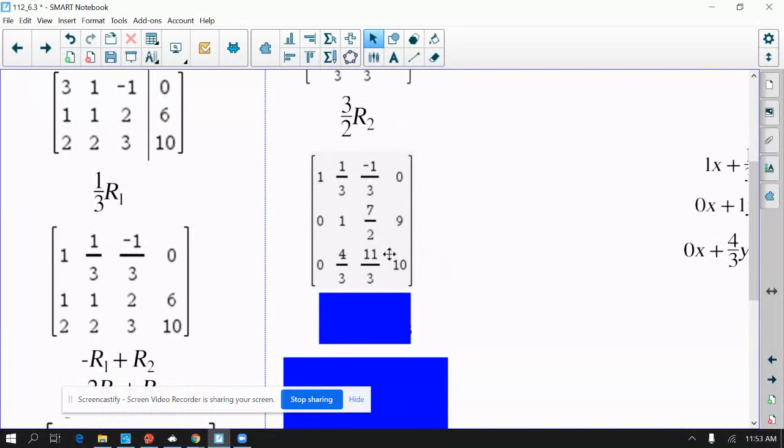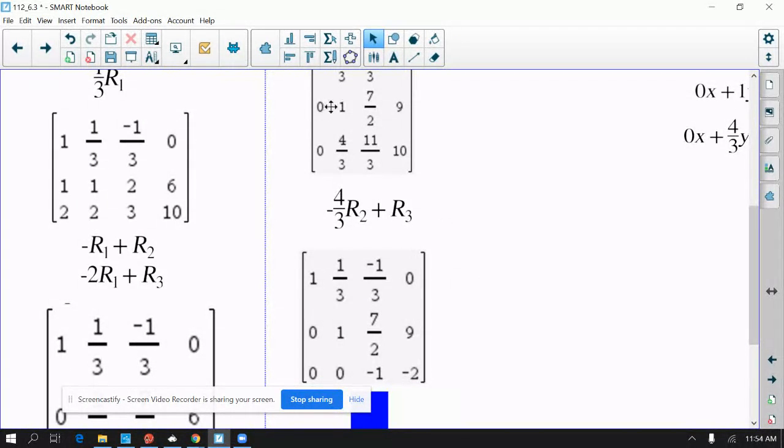Now I want the number underneath the 1 to be a 0. I want 4/3 to be a 0. So I'm going to multiply row 2 by this opposite. I'm going to multiply row 2 by negative 4/3, and then I'm going to add that to row 3. So multiply row 2 by negative 4/3 and then add it to row 3. Again, if I multiply 0 by negative 4/3, it's still 0. And 0 plus 0 stays 0. So the zeros stay there.